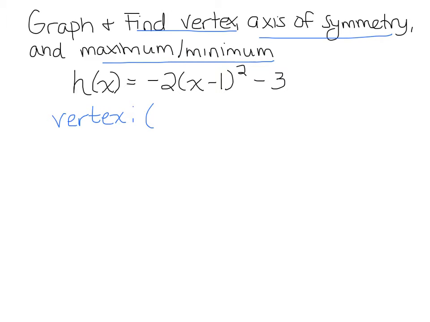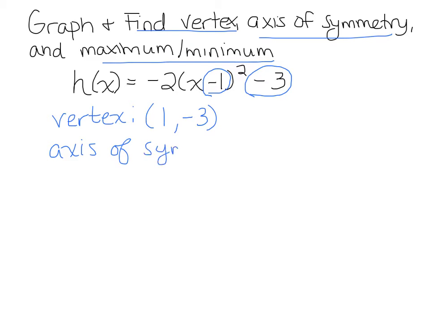is going to be 1, -3. A little key to help you is the first coordinate is always going to be the opposite of this number. The second number is always going to be exactly what you have right here, including the sign. The axis of symmetry is simply x equals the x-coordinate of your vertex. And the x-coordinate of our vertex is 1.